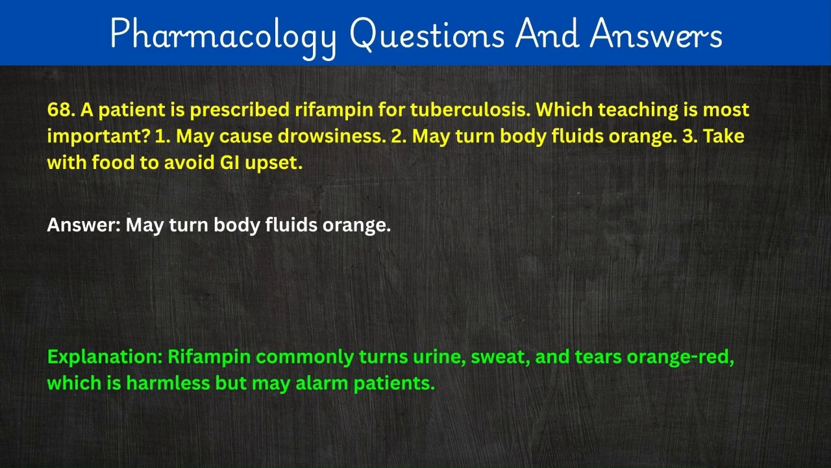68. A patient is prescribed rifampin for tuberculosis. Which teaching is most important? 1. May cause drowsiness. 2. May turn body fluids orange. 3. Take with food to avoid GI upset. Answer: May turn body fluids orange. Explanation: Rifampin commonly turns urine, sweat, and tears orange-red, which is harmless but may alarm patients.